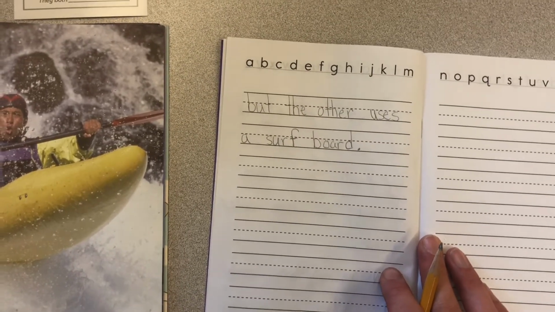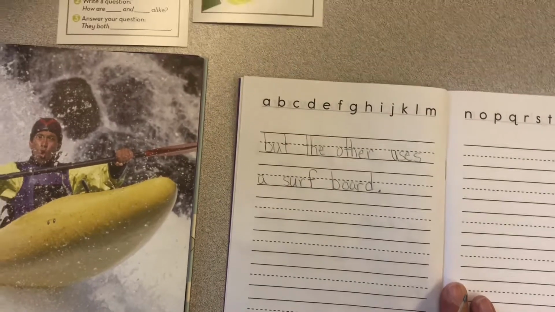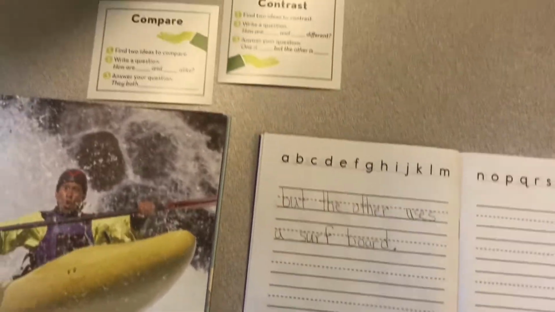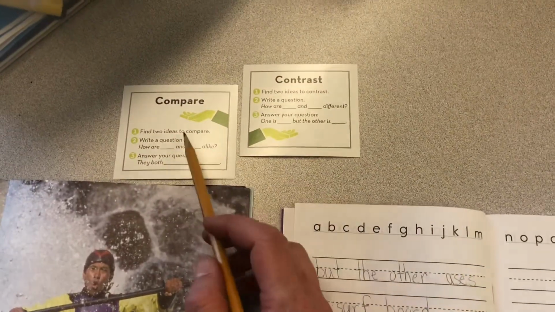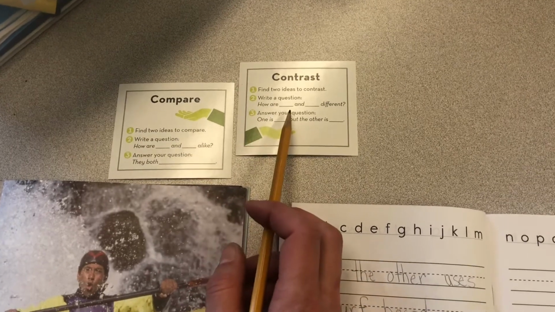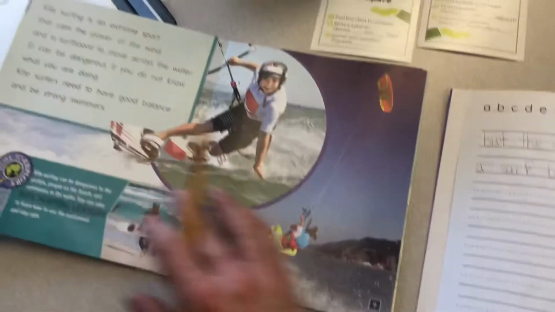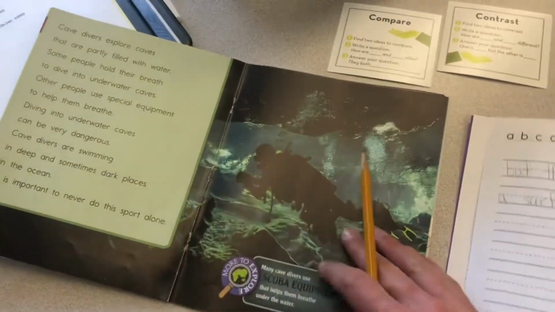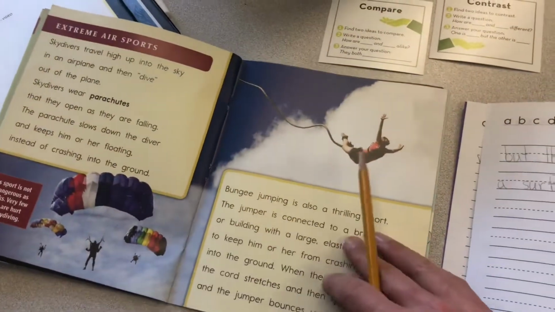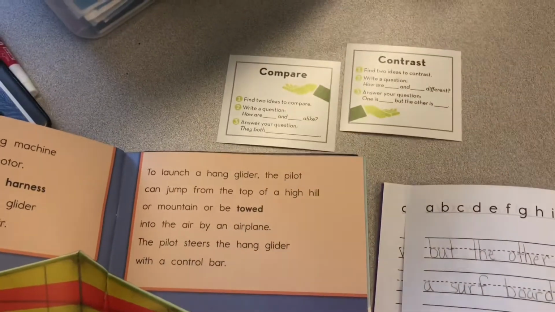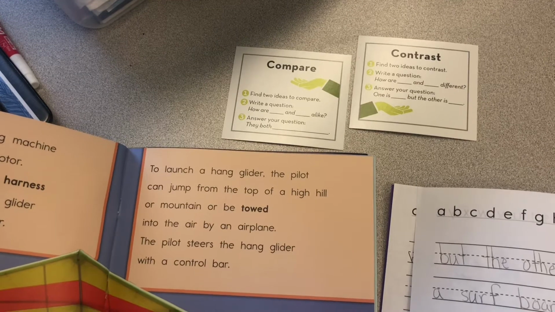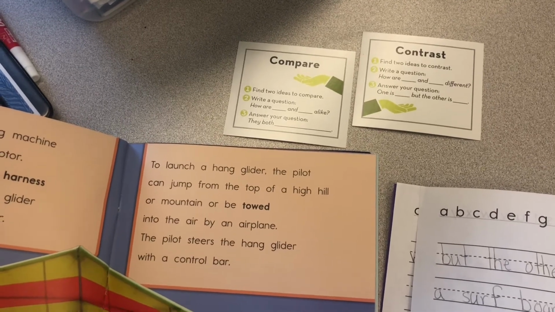Great job today. If you would like an extra challenge, Cheetahs, you could write one more sentence either comparing or contrasting another sport. You could pick any sport in our book, any two sports I should say, and compare or contrast them on your own. That would be a great challenge for you today.